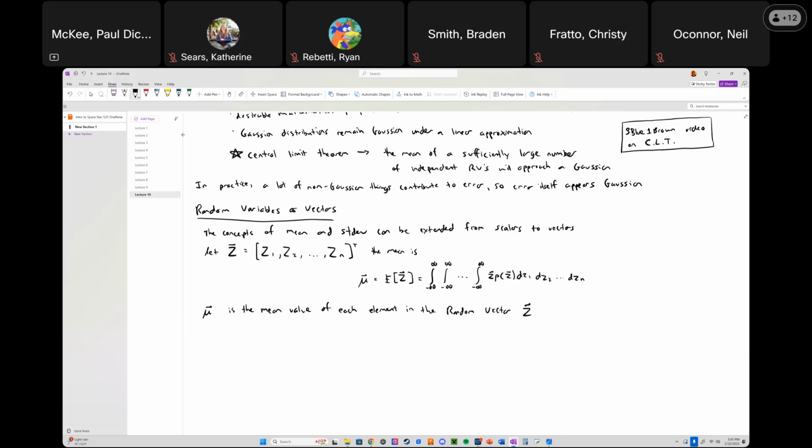So hopefully that makes some sense. You can imagine a higher dimensional distribution. On average, it's got some value. That value is a vector in a dimensional space. Not too confusing, hopefully. Variance becomes a bit more complicated.